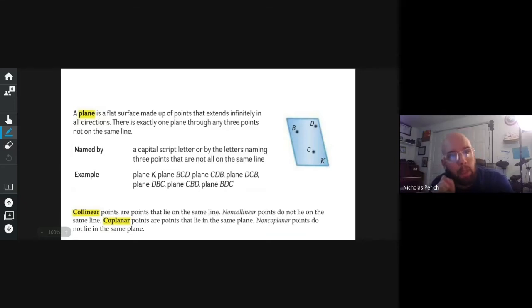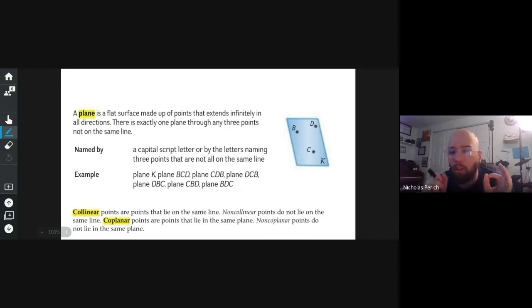All right. So a point is 0-dimensional. It's a dot. A line is 1-dimensional. It's just a line. Make sure it has arrowheads on each side. And a plane is a flat surface that goes on forever. Not 3 dimensions, 2 dimensions. Okay. We use the word collinear to represent points that live on the same line.